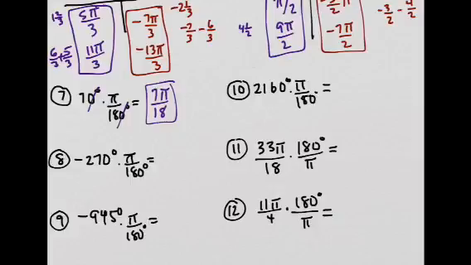Number 8, I can reduce by 10 again. I could further reduce by 9. 9 goes into 27 3 times. It's negative. 9 goes into 18 twice.